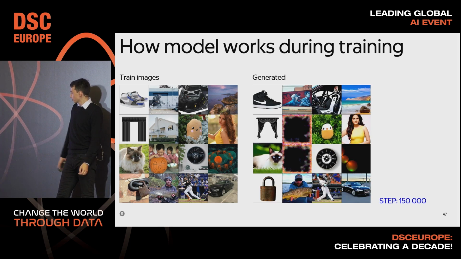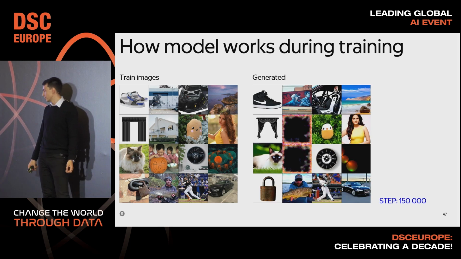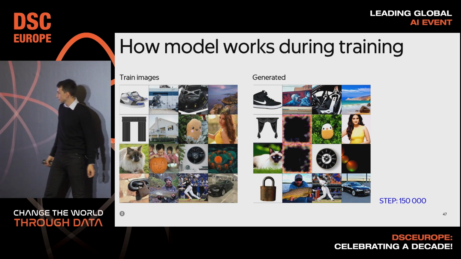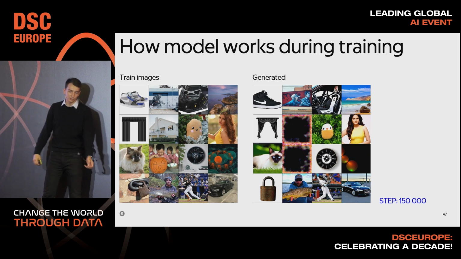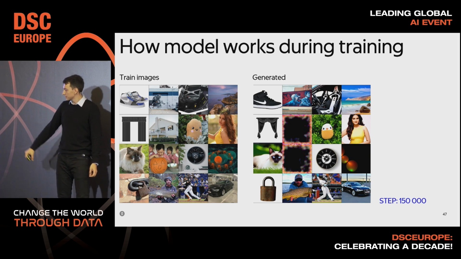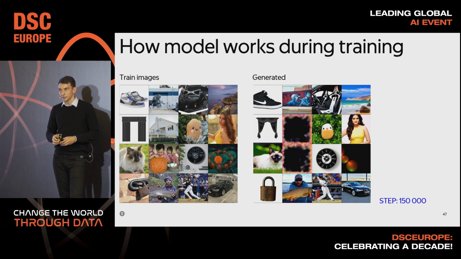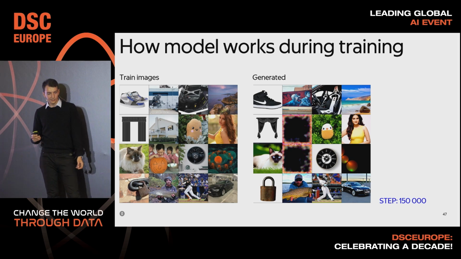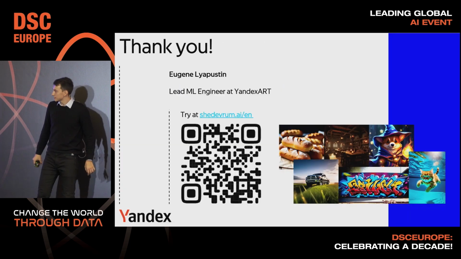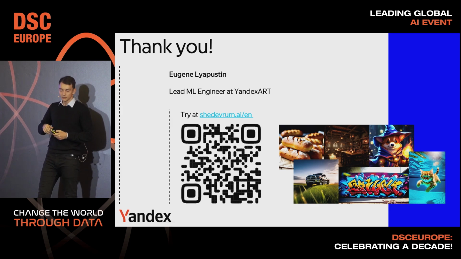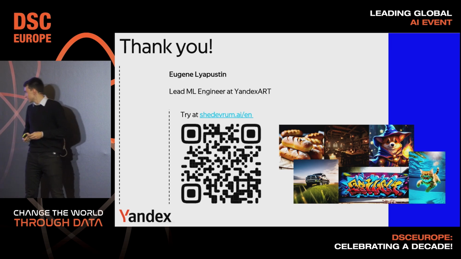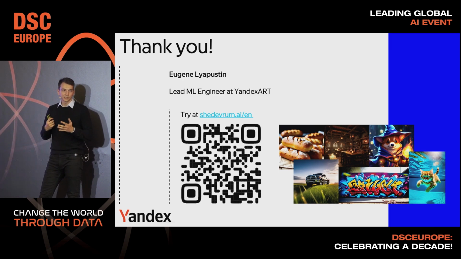Let's skip forward a bit. After 150,000 steps, those images are already pretty good. You can find images like that on the internet, not AI generated. But this is only a fraction. The model needs to train until 1 million steps, so it's only the beginning. Okay, that's everything I want to tell you. You can try our model Yandex.Art at Shedevrum AI using this QR code, and I'll be glad to answer your questions.